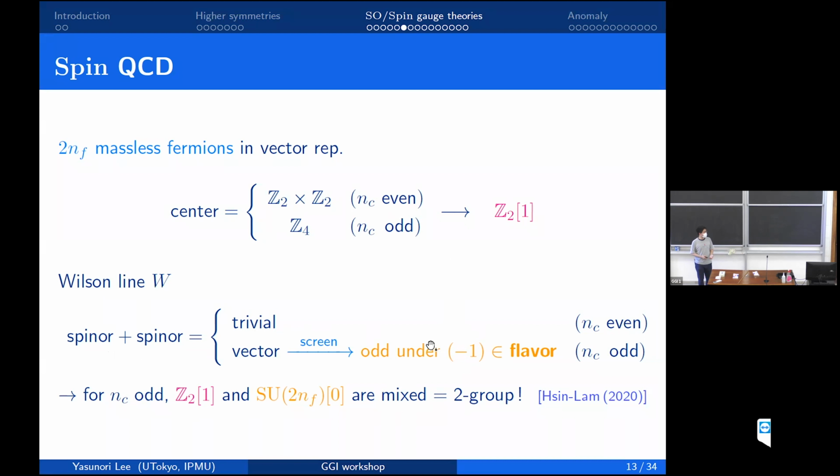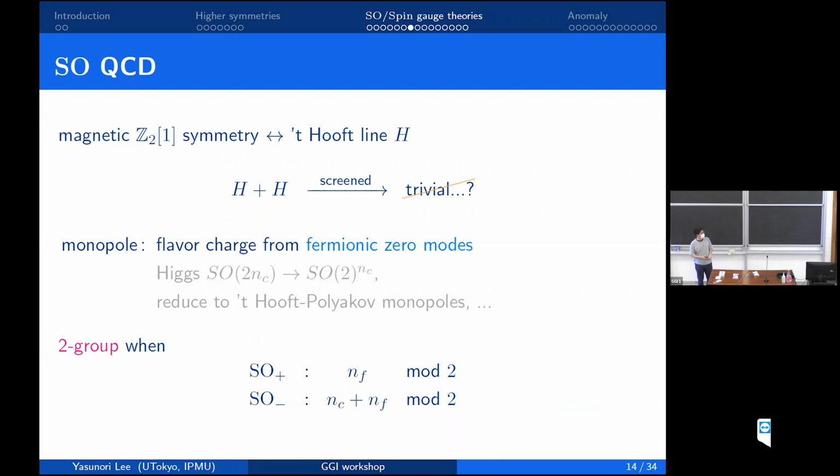And this means that for the NC odd case, Z2 one-form symmetry and flavor SU(2NF) zero-form symmetry are actually mixed. And it turns out that they form a two-group. This was found by Shin and Lam last year. So let me repeat: spin 2NC QCD with 2NF flavors has two-group symmetry when NC is odd. We learned this by examining the flavor charge of line operators.